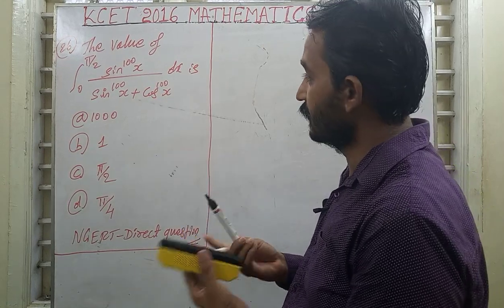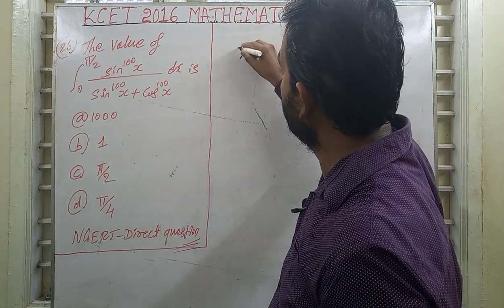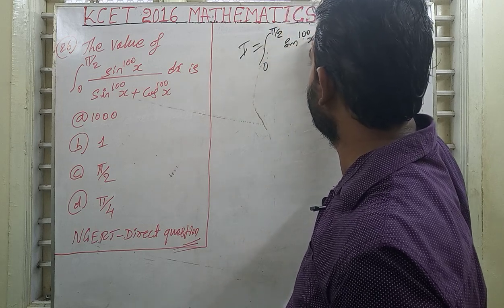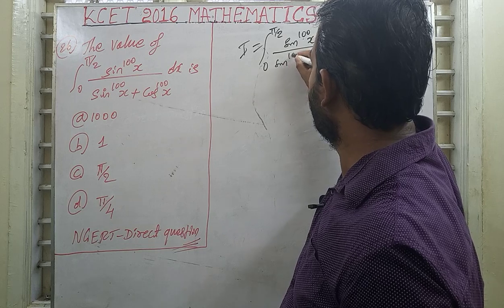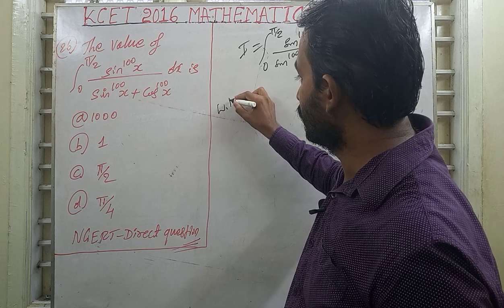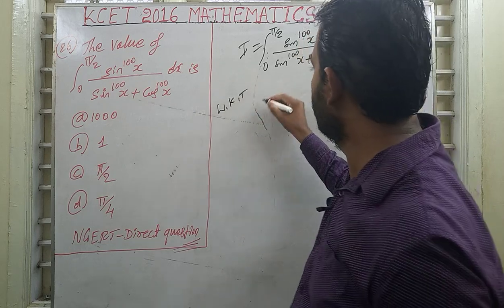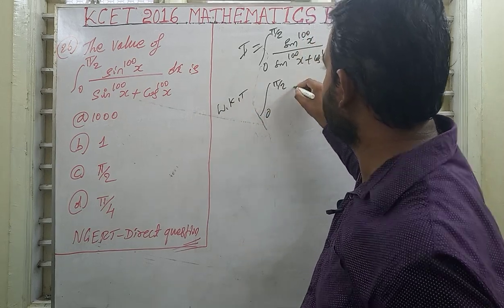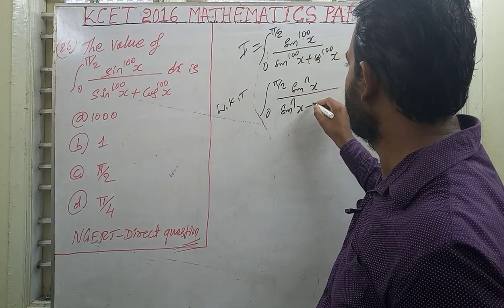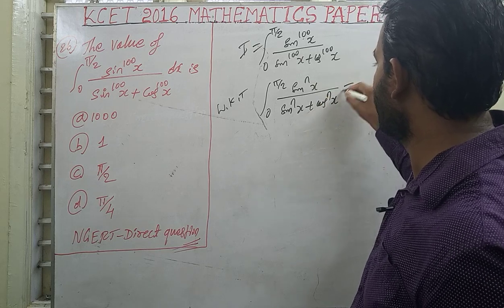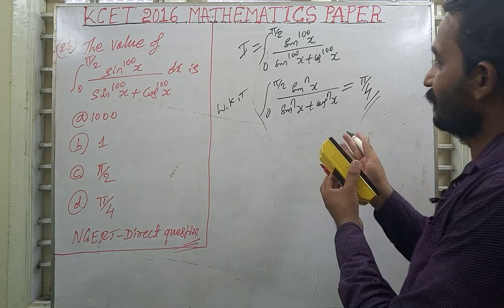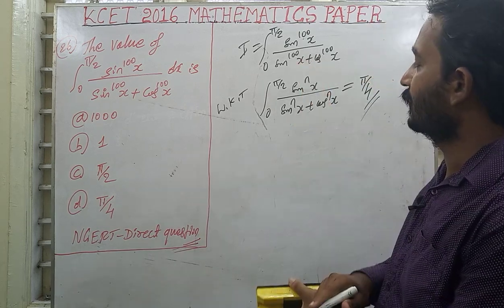In this case I is equal to the integral from 0 to pi by 2 of sin to the power of 100x divided by (sin to the power of 100x plus cos to the power of 100x). We know a formula: the integral from 0 to pi by 2 of sin to the power of nx divided by (sin to the power of nx plus cos to the power of nx) is always equal to pi by 4. So this is a very useful formula. In this way we can simplify this question.